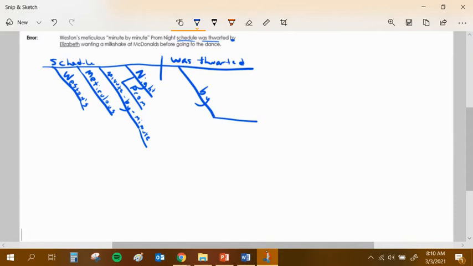I know wanting's a gerund. It's an ing that doesn't have a helper in front of it. And really what it's doing is it's serving as a noun. It's a whole phrase, wanting a milkshake. And this whole thing is sort of what's thwarting the schedule. It really isn't Elizabeth who thwarts the schedule, but it's the wanting of a milkshake. The wanting a milkshake is what really ruins Weston's schedule. So wanting a milkshake is trying to be the object of this preposition.